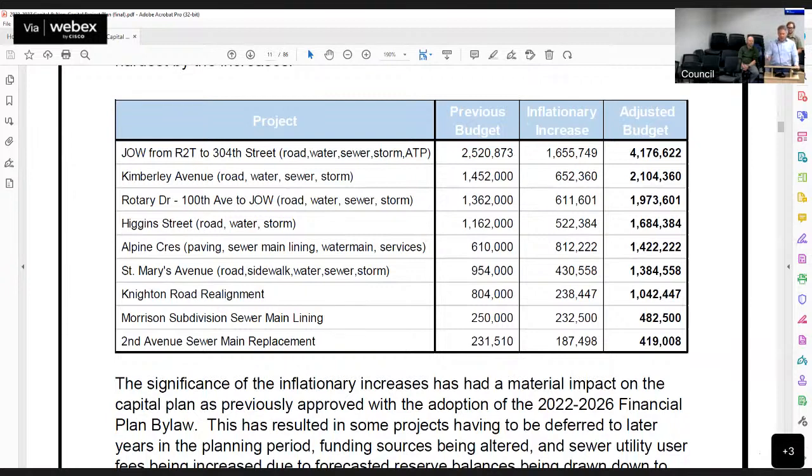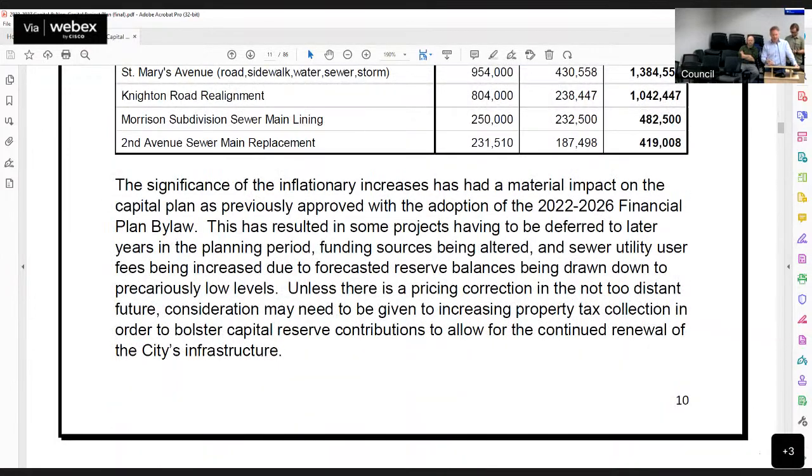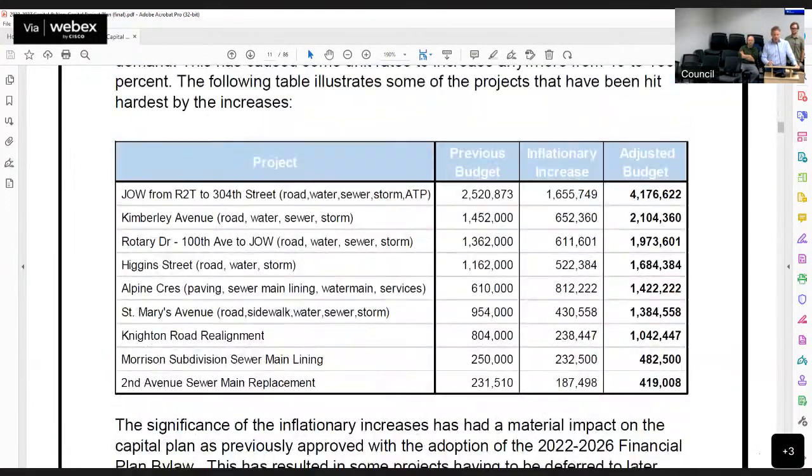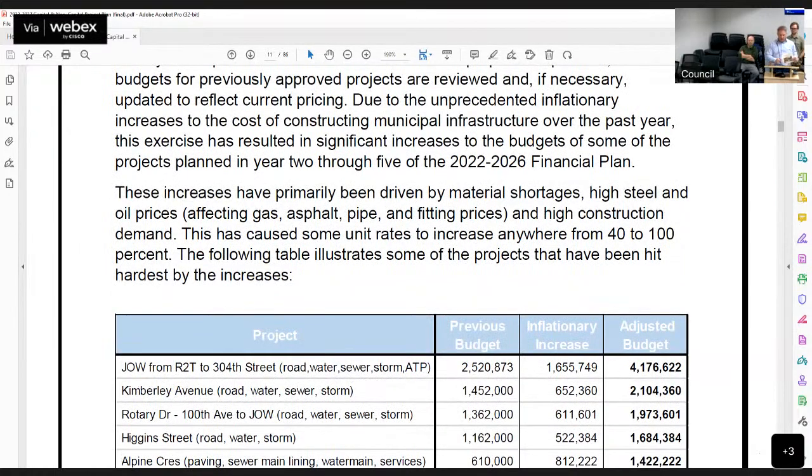And you're quite right, Mr. Mayor. The term inflationary increases, I took these words from Shane, I believe, or a document that he put together. So the increases have primarily been driven by material shortages, high steel and oil prices affecting gas, asphalt, pipe, fitting prices, and high construction demand. And as noted by Shane, when you get 300% increases on certain components like the lining projects, this has been the most challenging capital budget that I've worked on, not only here, but probably since I've been in the business. And we've just been chasing these prices all along.